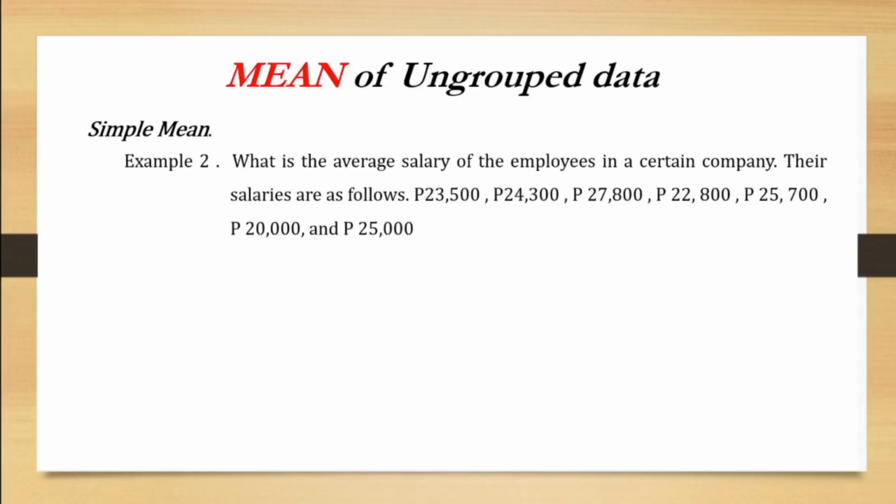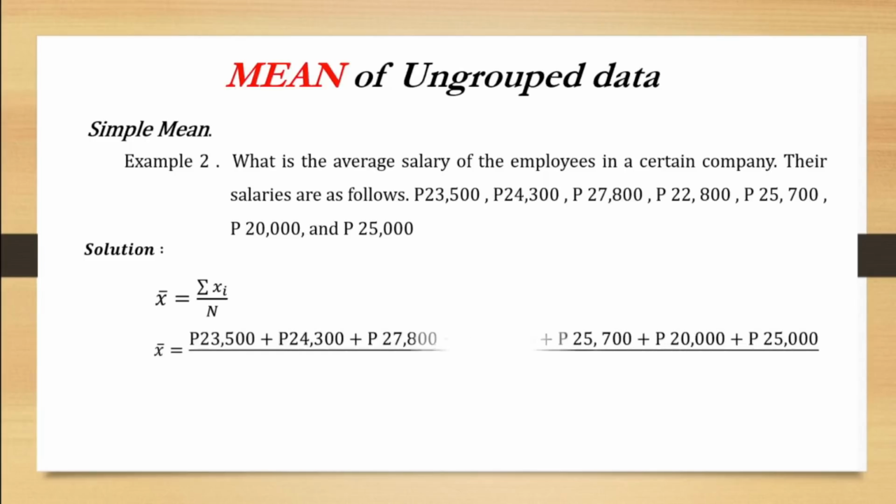Example number 2. What is the average salary of the employees in a certain company? Their salaries are as follows: 23,500 pesos, 24,300 pesos, 27,800 pesos, 22,800 pesos, 25,700 pesos, 20,000 pesos, and 25,000 pesos. To find the average salary of the employees, we need to sum up the data, which are the salaries of the employees, and divide it by 7.